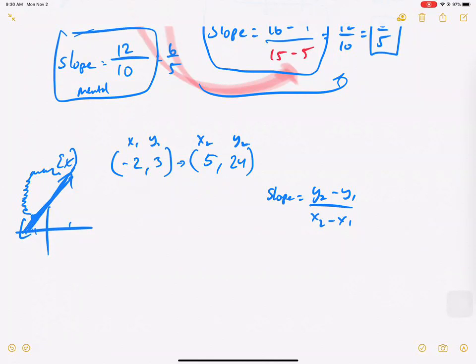So let's go ahead and plug it in. Y2 was 24 minus y1, which is 3, over x2, which was 5, minus x1, which was -2. Careful, I'm going to put in parentheses there in case I mess up on the negative, because a negative becomes a positive. So it's going to be 21 over 7, which reduces to 3.